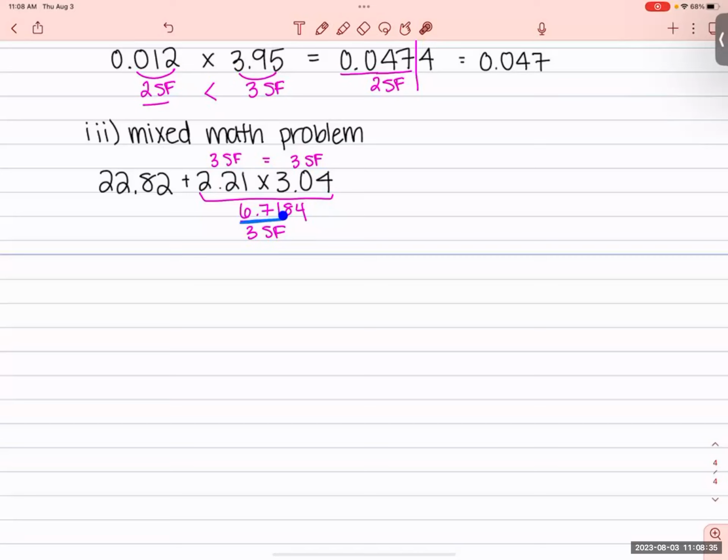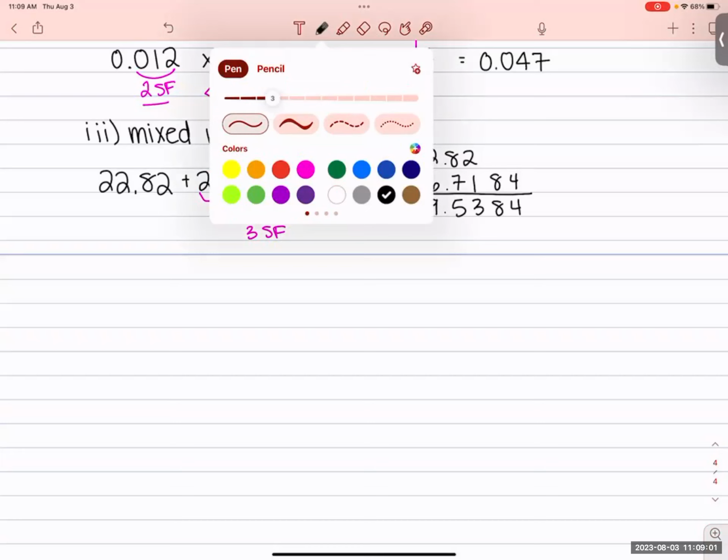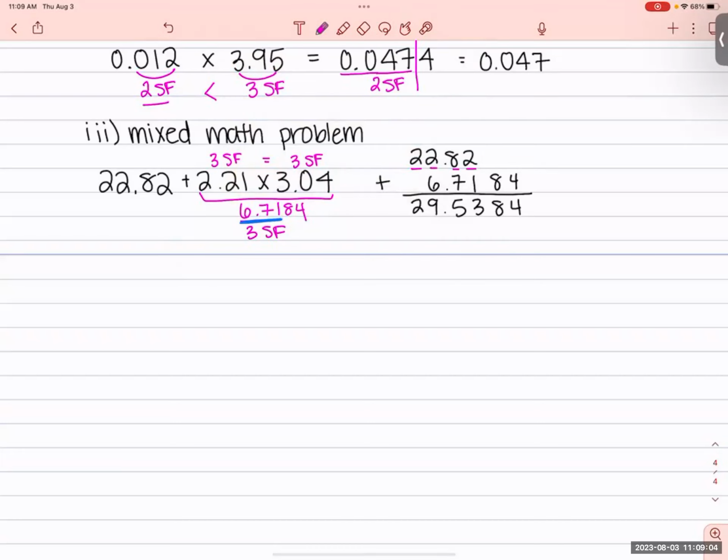Now, why do place values matter here? Because the next thing I'm doing is an addition. So now when I do an addition, I have to think about my place values. And that's going to determine how many sig figs I have for my final answer, right? So 2.282 goes all the way to the hundredths place. 6.71 is significant. That also goes to the hundredths place. So I'm cutting it off at the hundredths place here.